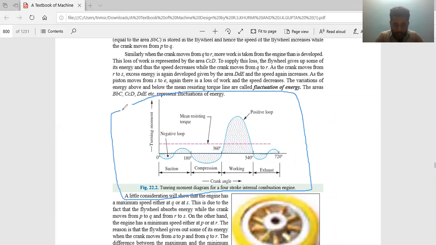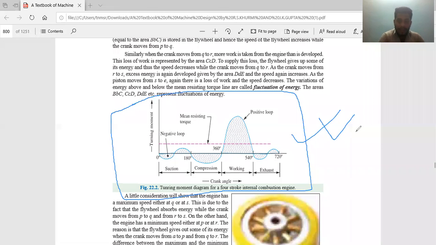You have already done this in Dynamics of Machines. That is the turning moment diagram for a 4-stroke internal combustion engine. If I am giving it for 2 marks, you have to draw the diagram. But if I am giving it for 5 marks, you have to explain what is happening in suction, what is happening in compression, what is happening in expansion as well as in exhaust.